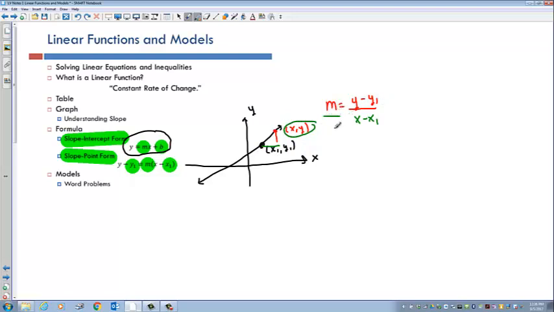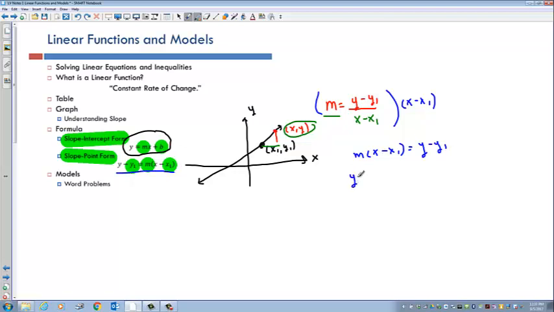Now notice what happens if you clear denominators. If we multiply both sides by x minus x sub 1, you're going to get m times x minus x sub 1 on the left, and the x minus x sub 1s on the right are going to cancel. And so you're going to get y minus y sub 1, which is basically this formula, written the other way.